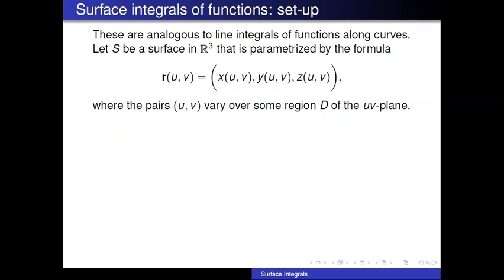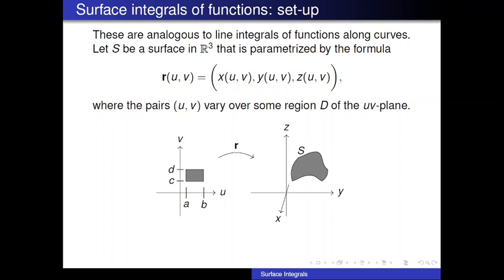So let's start with a surface in space that is parametrized by this formula, r of uv equals x of uv in the first component, y of uv in the second component, and z of uv in the third component, where the pairs u and v vary over some region D of the uv plane. Now, I know we did a very quick introduction to this in the last video, so if you're feeling like you want more practice there, never fear. We will get more practice in this video and in some of the following videos.